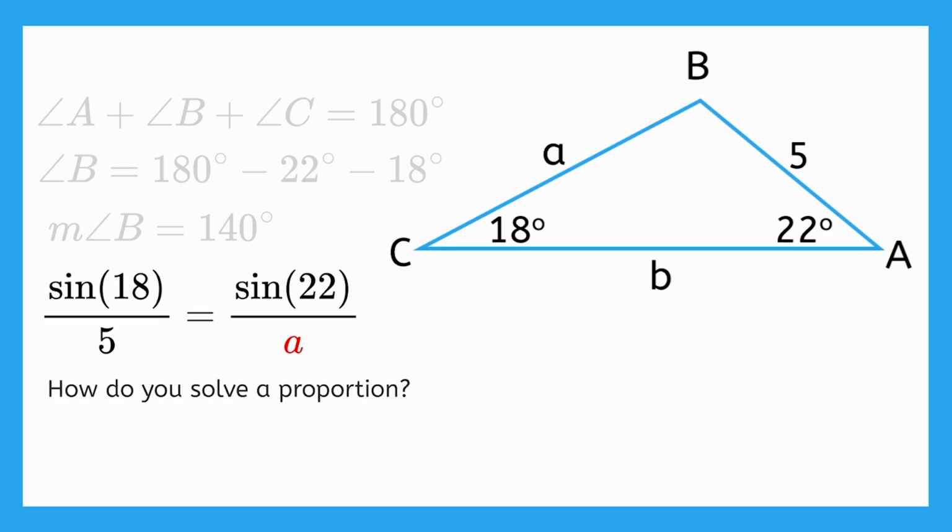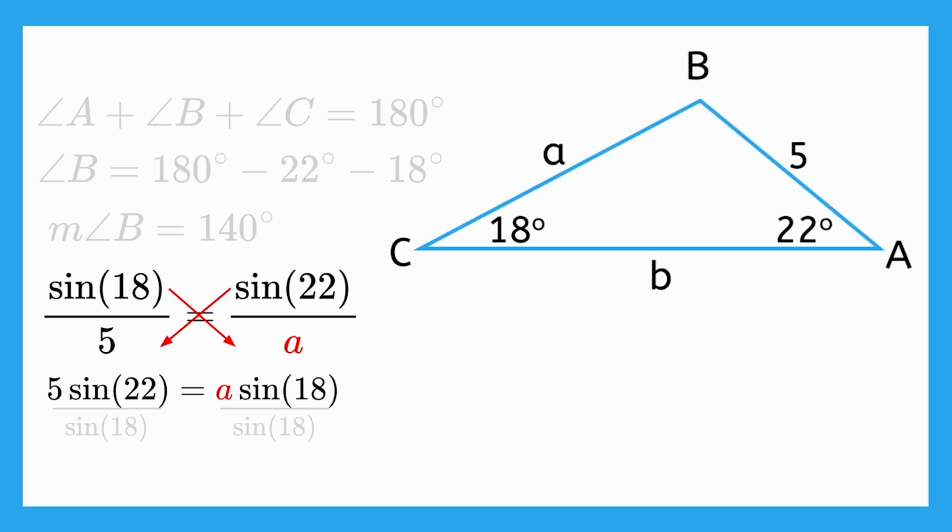Do you remember how to solve a proportion? To solve a proportion, we cross multiply. That means 5 times sine of 22 equals A times sine of 18. Now, divide both sides by the sine of 18 to solve for A.